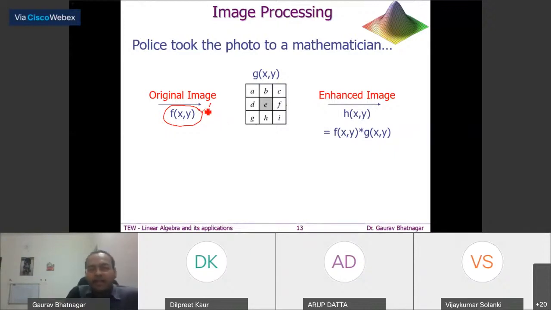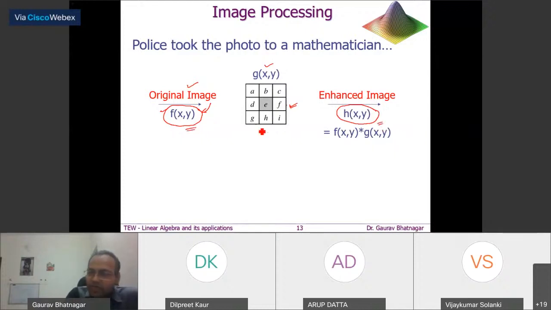But what the mathematician did is he took that particular image, assuming it is a two-dimensional function, and took another image which is a very small image, and termed it g of x y. He combined these two images to get an enhanced image h of x y, and using this enhanced image h of x y, he is able to extract the information of that particular vehicle. Over here, this is the original image, and this is the enhanced image.